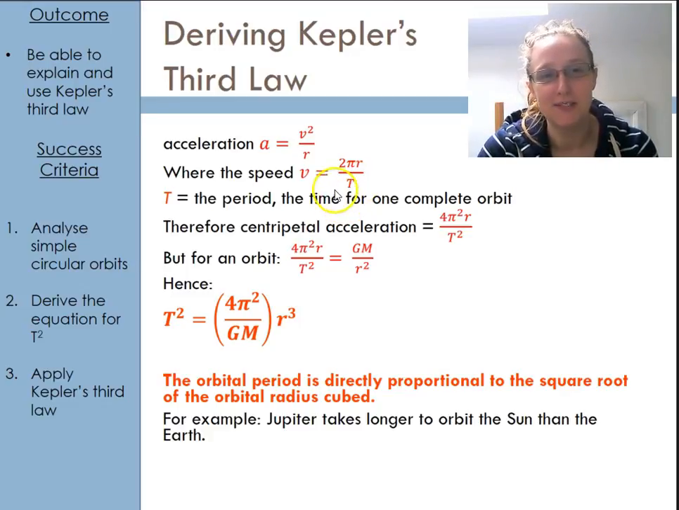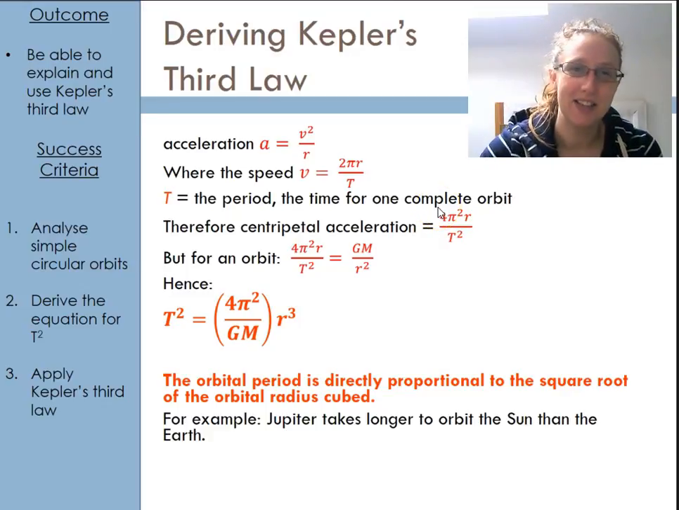So what I'm going to do is take this form of speed and put it into a equals v squared over r to come up with a new equation for centripetal acceleration. So it's v squared, so I'm going to square all of this, which would give me 4 pi squared r squared over T squared, and that's all divided by r. So if I do that, I end up with 4 pi squared r over T squared. And this is a new statement for my centripetal acceleration.